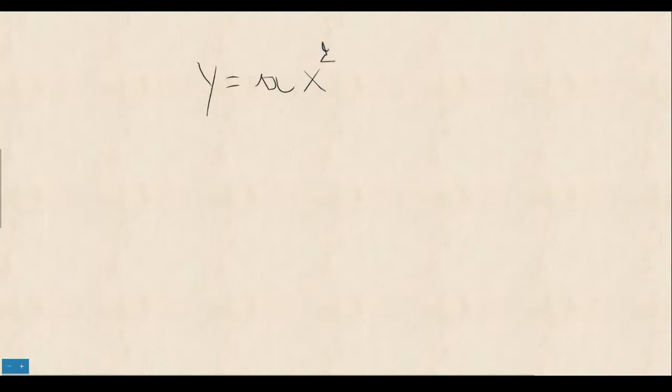We have ax squared plus bx plus c. So first of all, what do we want to do? We want to set this equation to 0. So what we want to solve is the following.